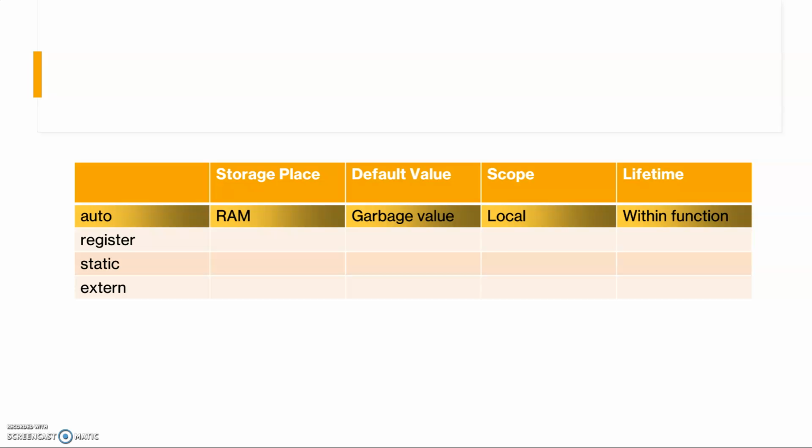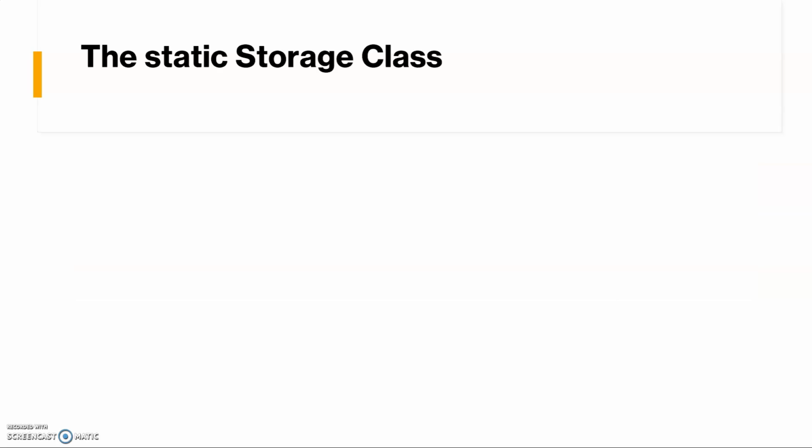Okay, so the auto variables are stored in RAM, the default value will be the garbage value, and the scope will be local, within that function only. That means if you have two functions, the variables in one function cannot be used in the other function. That's why we say this is within the function only. Right, all of you? So let us see the other one, that is the static storage class.